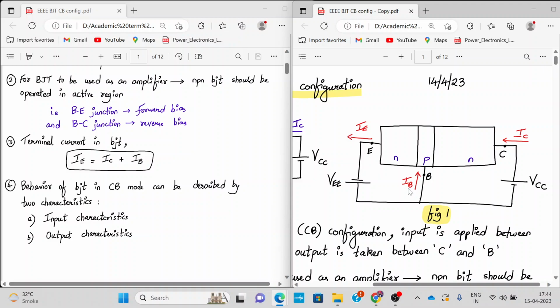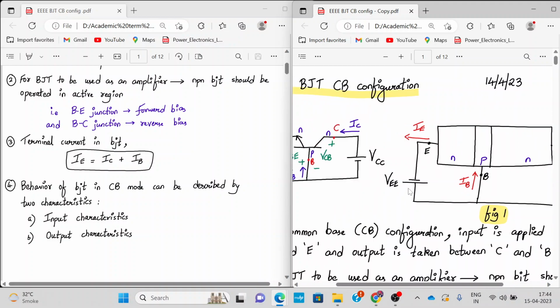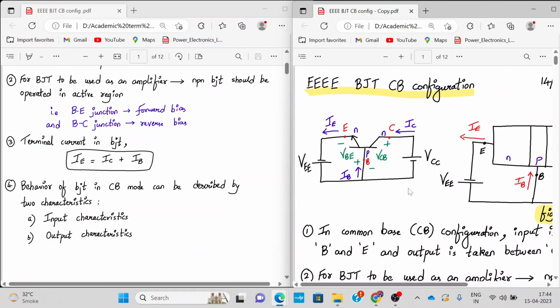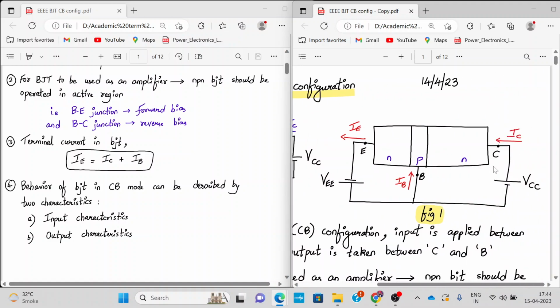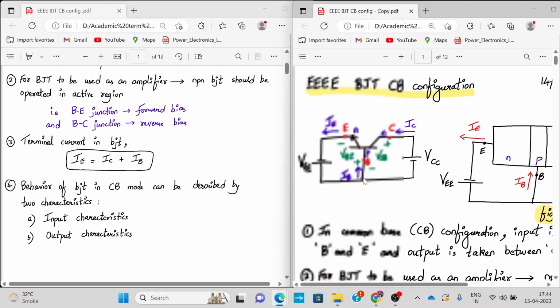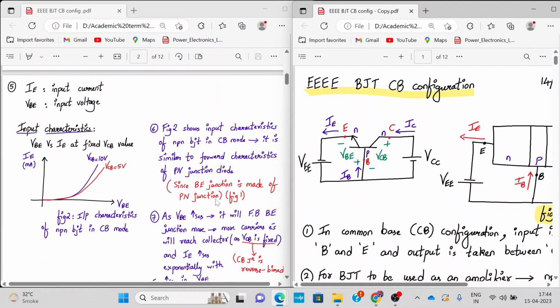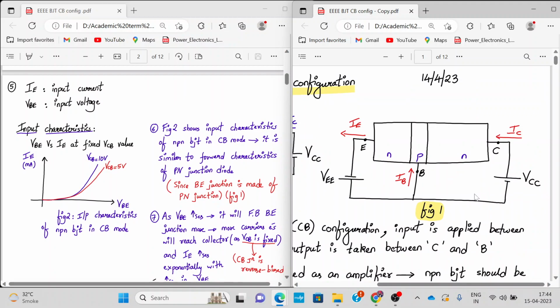Also, one step ahead, the behavior of the BJT in the common base mode can be described by two characteristics, that is input and output characteristics. The name common base is because the base terminal is common between the input side and the output side. That's why it is called the common base configuration. Now let's proceed forward and discuss the input characteristics.